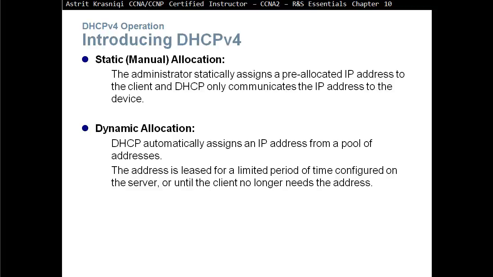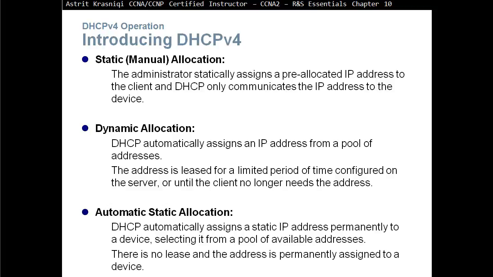This address that's been assigned to the client is a leased address, so it's for a limited period of time, and this limited time we configure in the server, or you can release the IP address from the client. So when the client doesn't need that IP address, it can release it with ipconfig /release. You end the lease early.